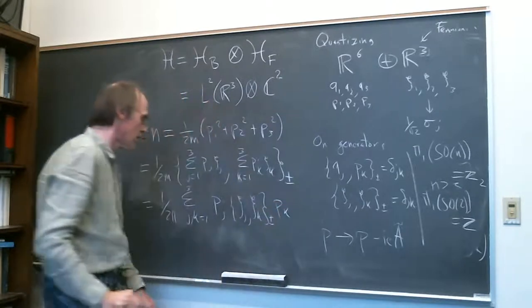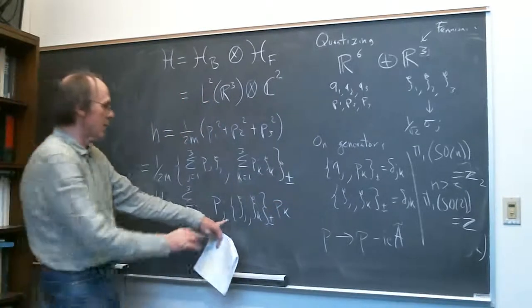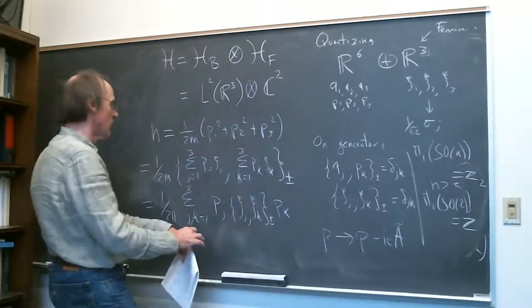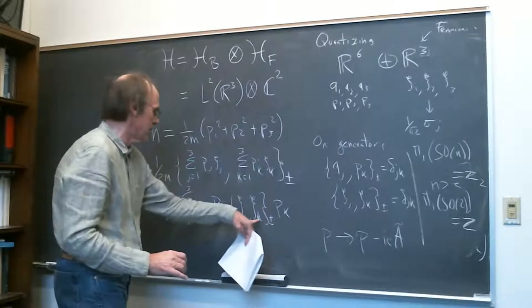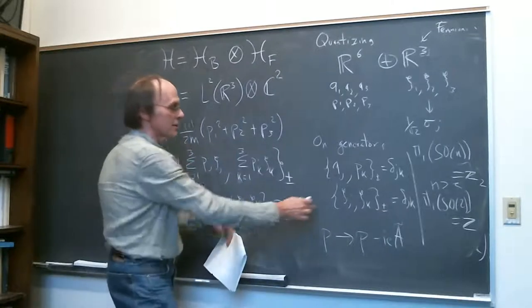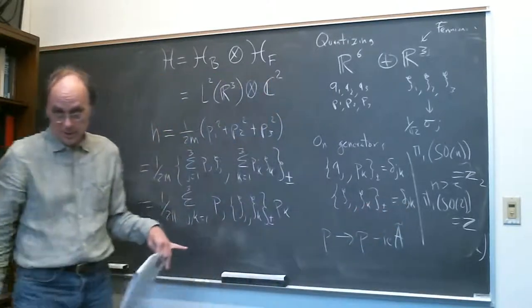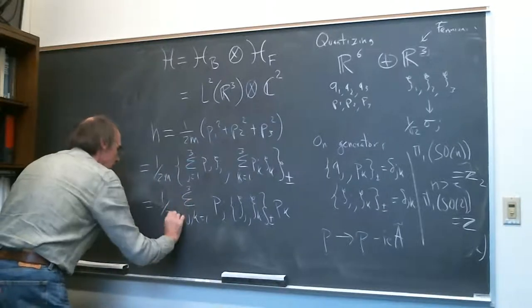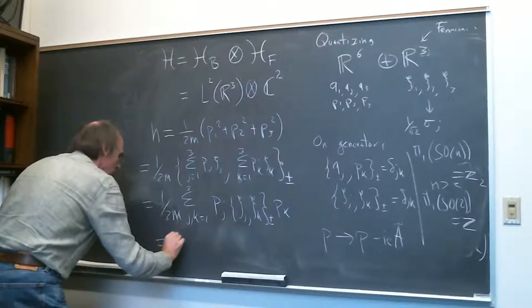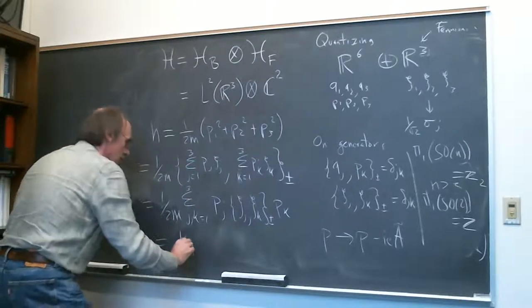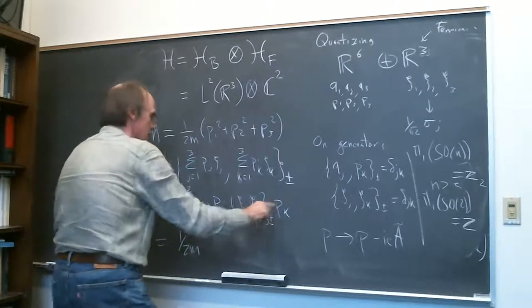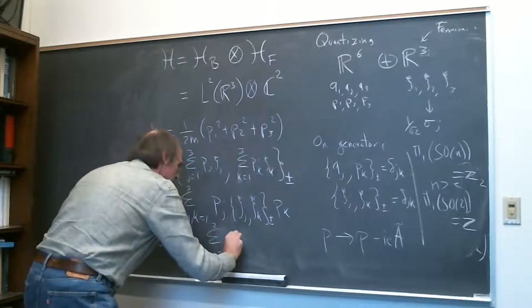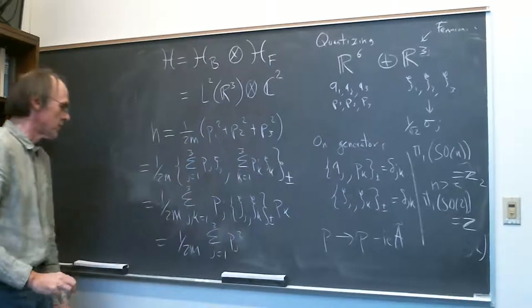But this works because this guy is just this guy. Anyway, and as you expected, the sum over j. So it works.